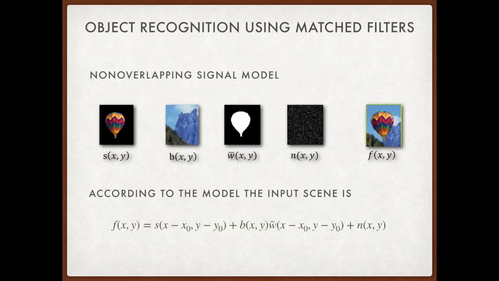So in this case, a captured input scene can be modeled according to the non-overlapping signal model as follows. A target is located at unknown coordinates and embedded on a disjoint background, and the whole scene is corrupted by additive noise.